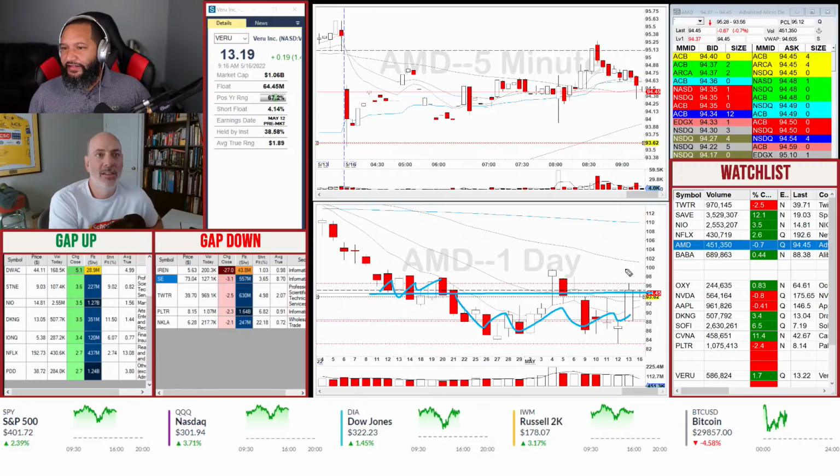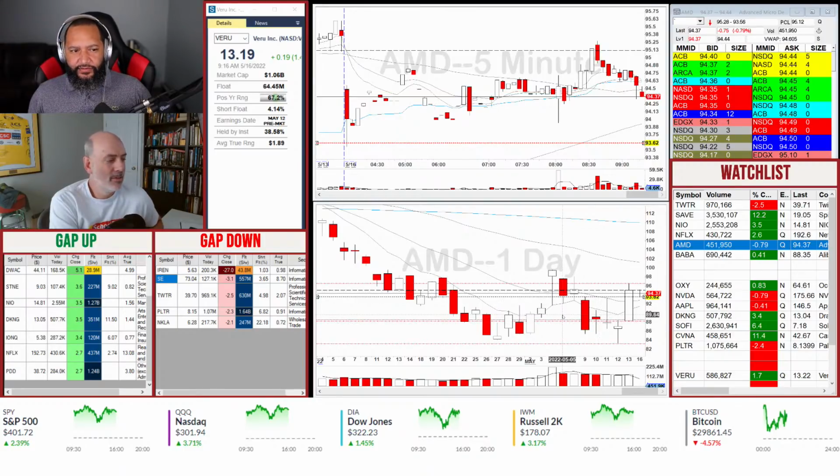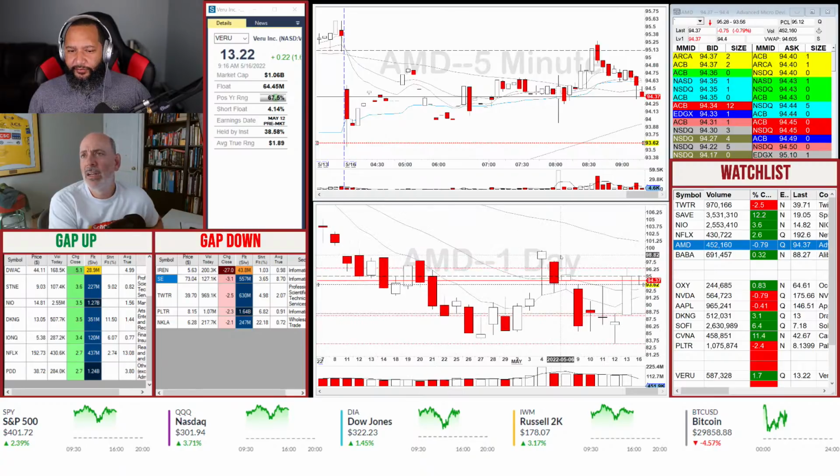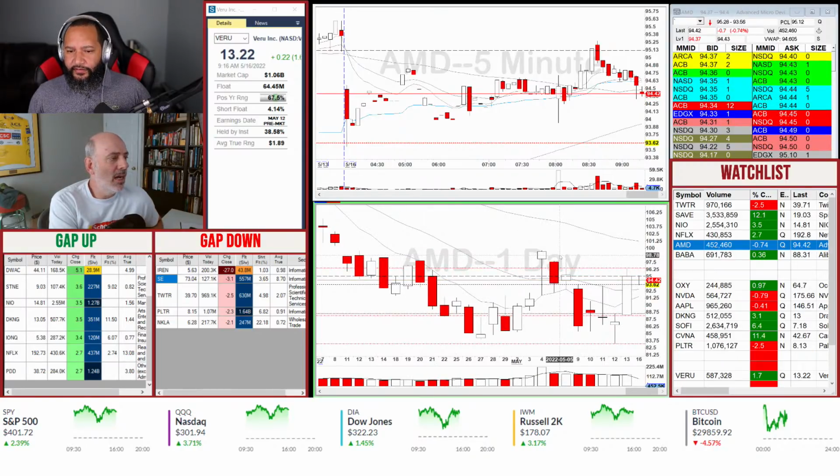We're right at a nice key area at the moment on AMD. I don't think you need to add any levels, Peter, on this. What levels do you have on this one besides what's already listed here? It looks pretty good already on the default.